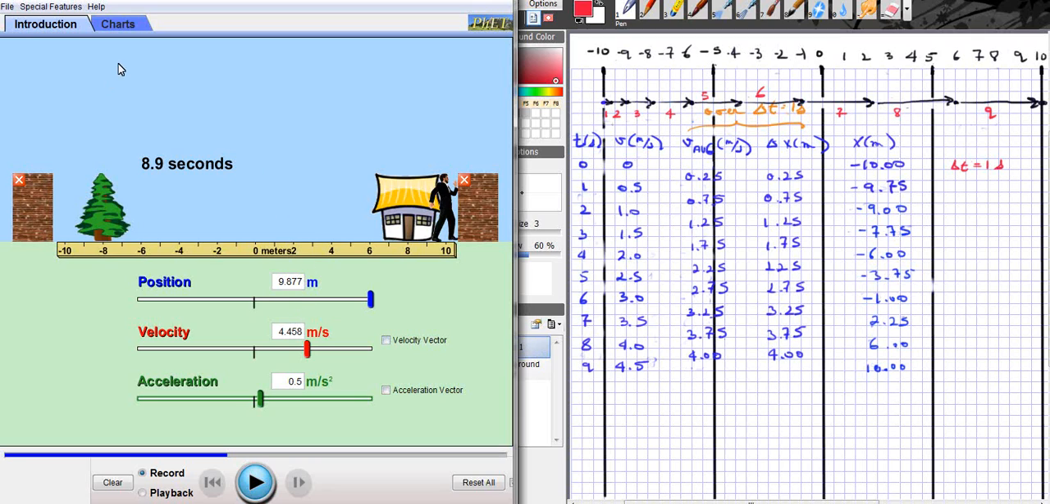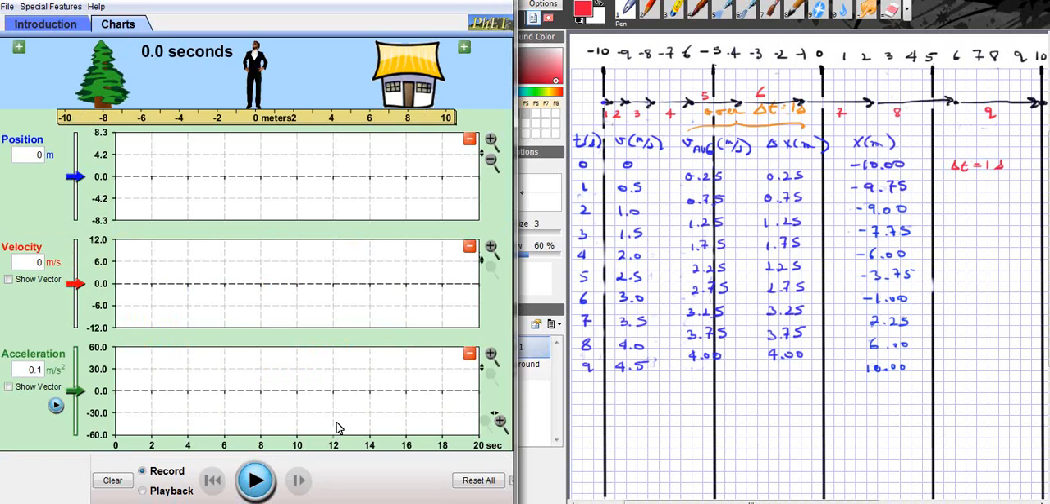And now I want to show you this in chart form. So let's go over to chart. And let's use the same settings here. So I'm going to go minus 10, starting velocity of 0, and we're going to use a 0.5 meter per second acceleration. And so now I want you to look at the curves that get generated here.